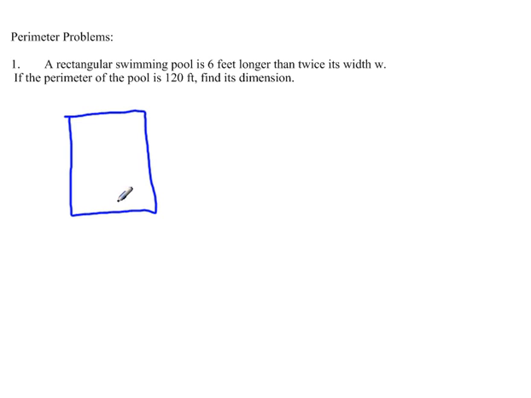We know that the opposite sides of a rectangle are equal. So if I can come up with the length and the width, then I can find out what each of the sides is. So a rectangular swimming pool is 6 feet longer than twice its width W. So its width W is going to be here. So that means this side is also W. The length is going to be here, and it says 6 feet longer. That's 6 plus. Twice its width means 2 times the W, which means, of course, this side is also 6 plus 2W.